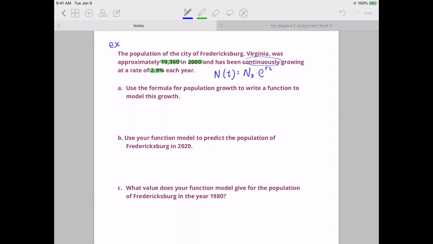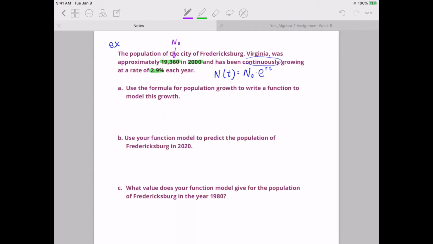Then it says use the formula for population growth to write a function to model this growth. So we have to use whatever we're given so far to write the formula, which is this one right here. This is the initial, which is our N sub 0.